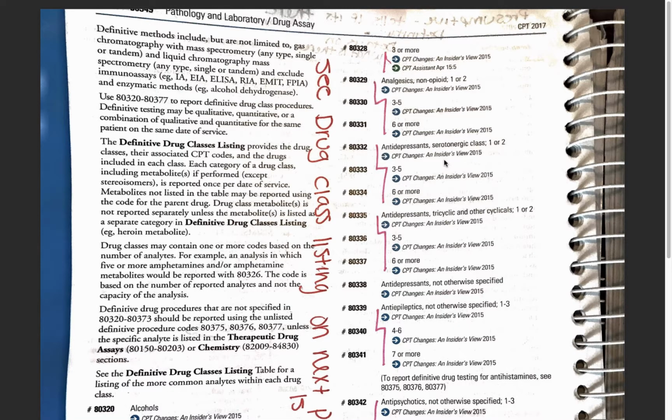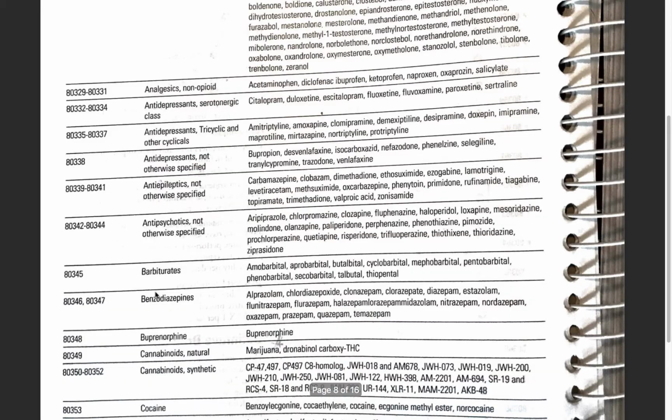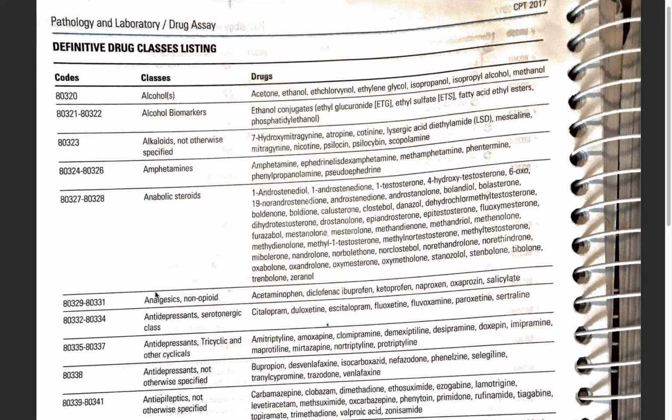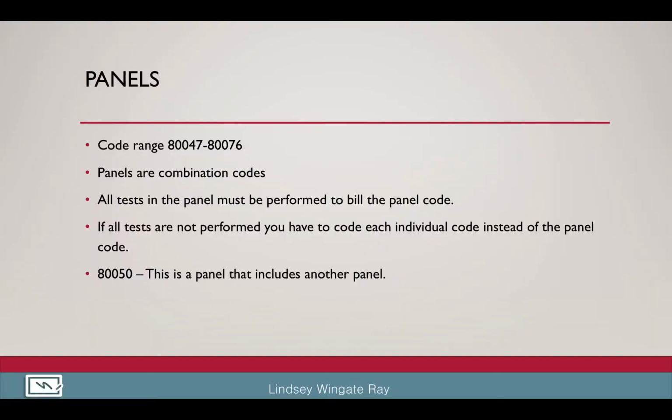Now let's talk about definitive drug classes. The definitive drug class listings page provides the drug class, their associated CPT code, and the drugs included in that class. For example, if you want to know what is in the class for alcohols 80320, you would go over to the table that looks like this and go to the code, and you can see all of the drugs tested for alcohols. It's important to know that because the question might not say alcohols, it might say one of the listed drugs underneath alcohols, so you would need to come to this table to see what type of class it is.